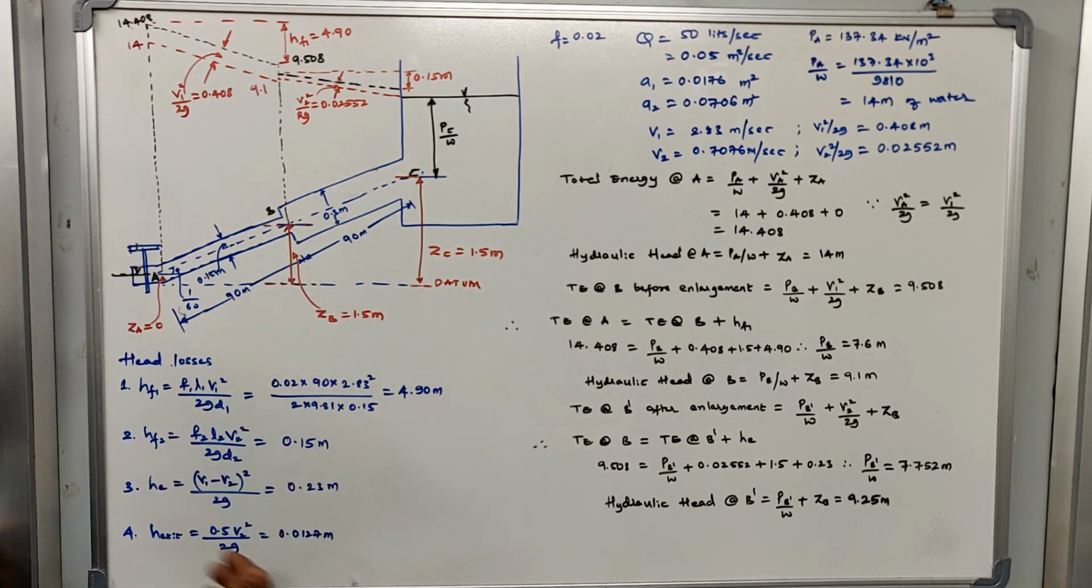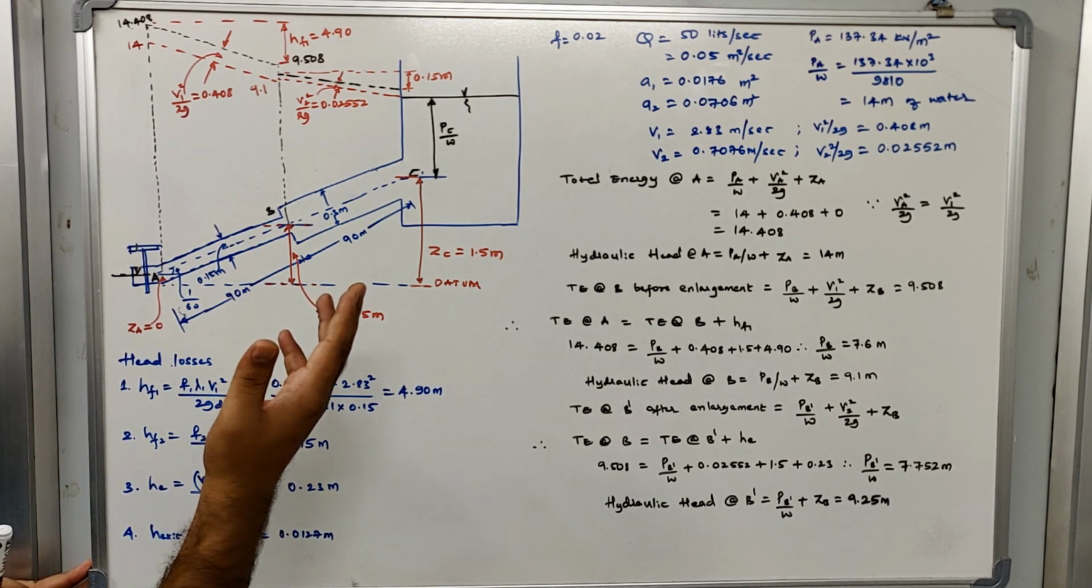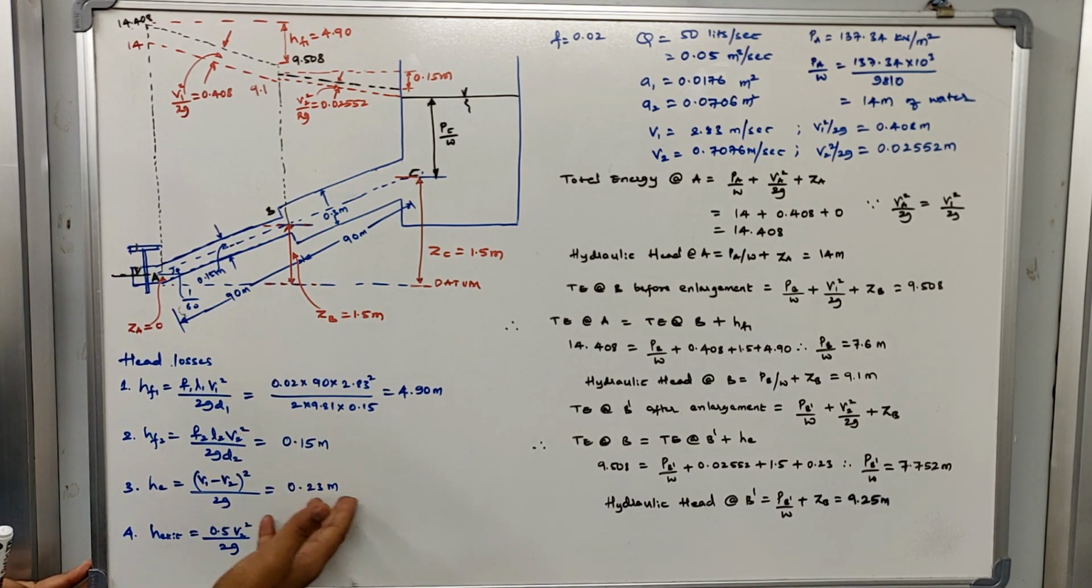So the equation to calculate the loss due to sudden enlargement is this one, (V1 minus V2) whole square divided by 2g, which we have determined in the previous class itself. Substitute what is V1. V1 is 2.83, V2 is 0.7076, and then you solve how much is the head loss due to enlargement.